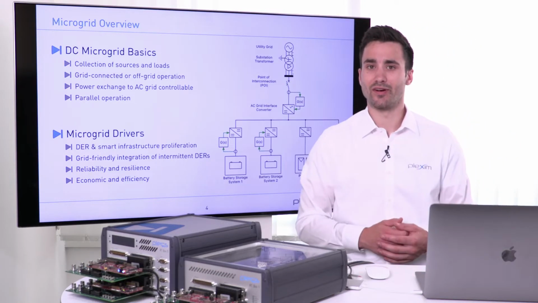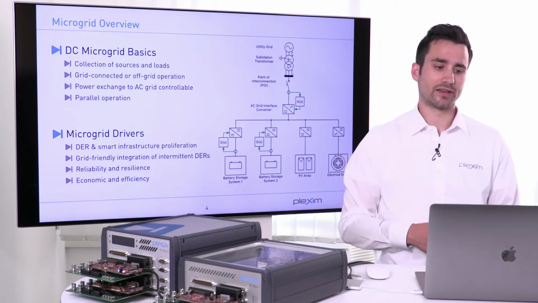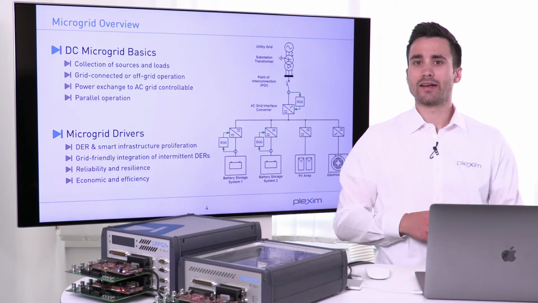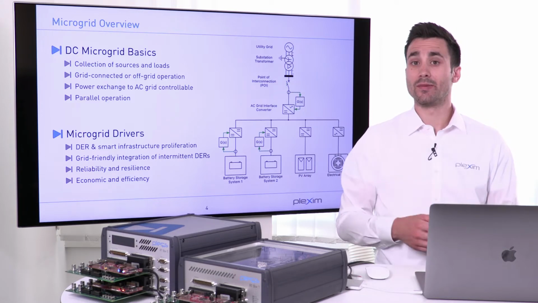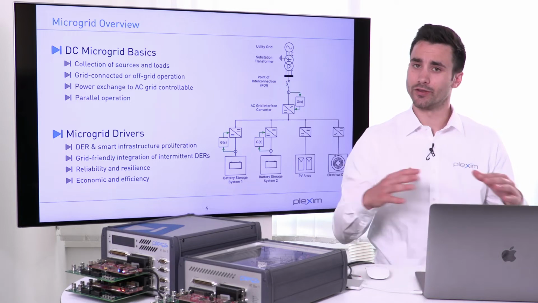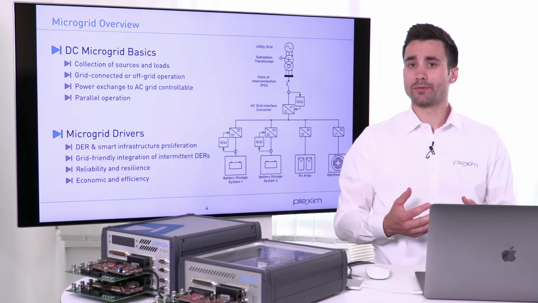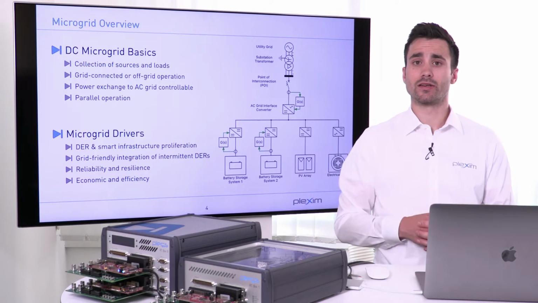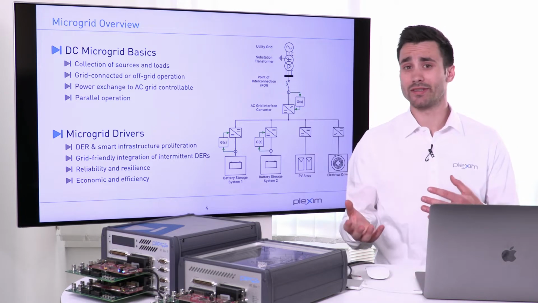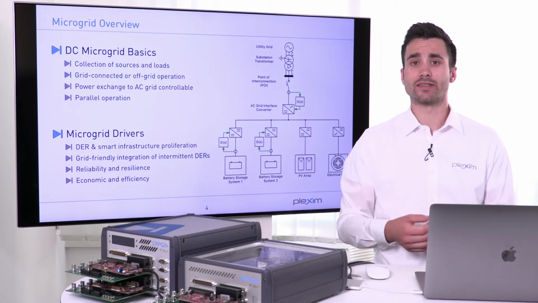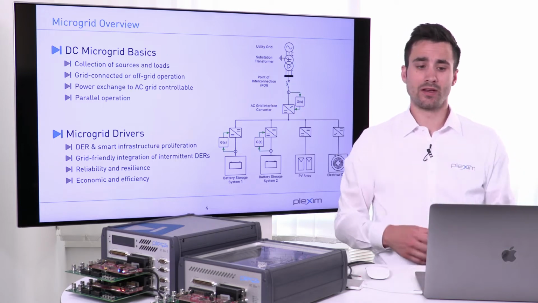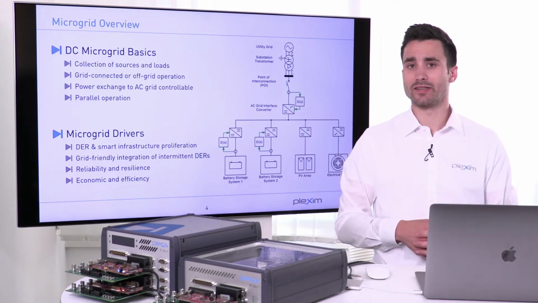So let's start with our main topic, DC microgrids. So here on this slide, I just want to introduce some key microgrid concepts in order to have a common language. So for me, a microgrid in general is a collection of different sources and loads and storage systems to a common feeder. In a DC microgrid, this common feeder is based on DC technology.